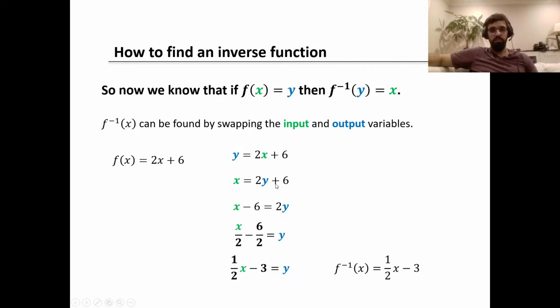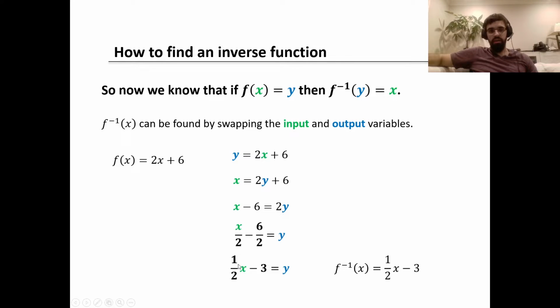The first thing to solve for y is we're going to subtract 6 from both sides. So we have x minus 6 equals 2y. And then to get y by itself, we're going to divide both sides by 2. On the left, we're going to divide each term by 2. On the right, we're going to end up with y.